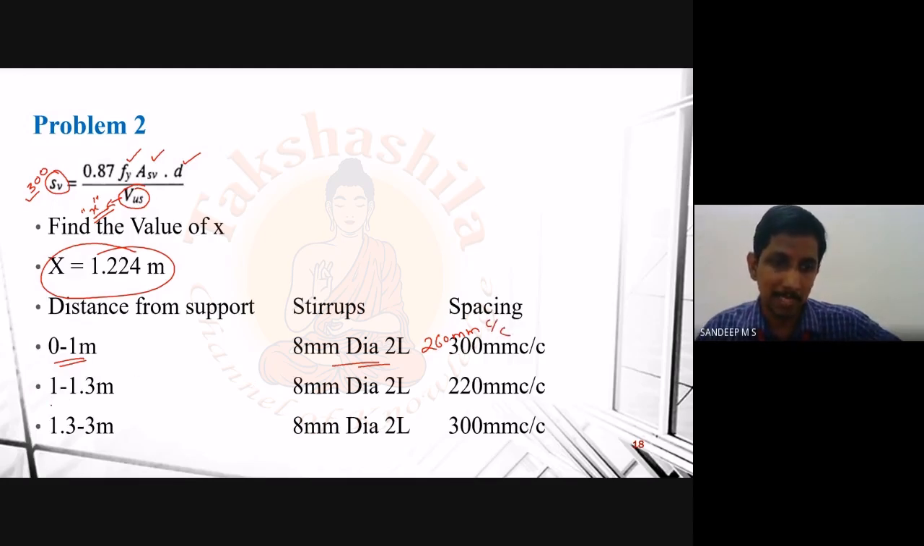Then from 1 meter to this X value, you will be getting some value as X. So basically it is like this. You have your beam. From 0 to 1 meter is your first case. Then from this 1 meter to your X distance. So this is 1 meter. Then from this 1 meter to the value of X which you have already calculated, this will be your X.